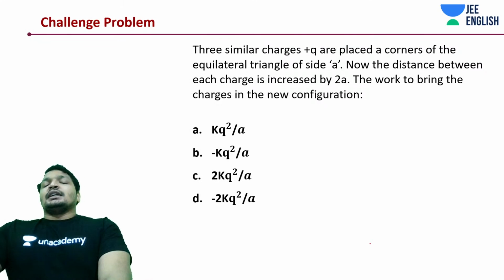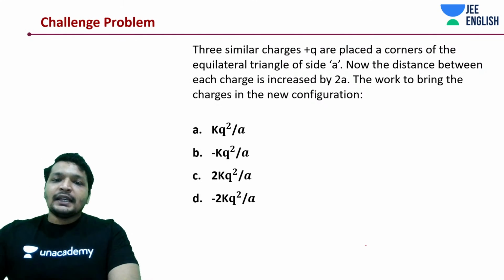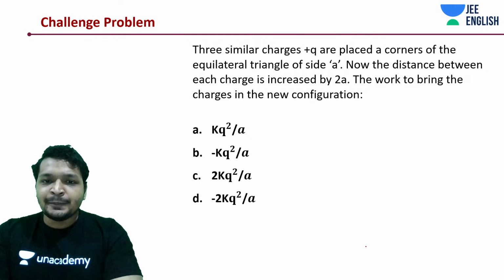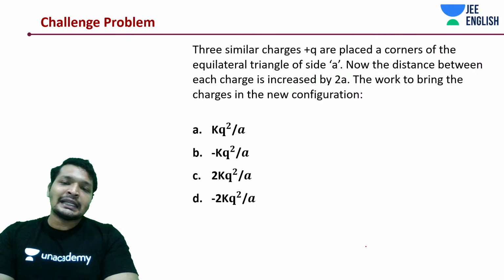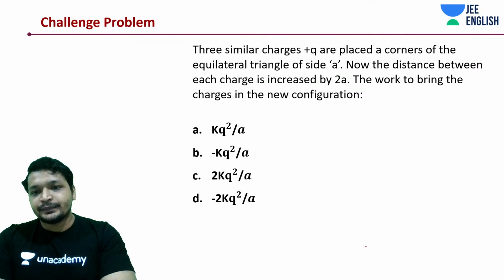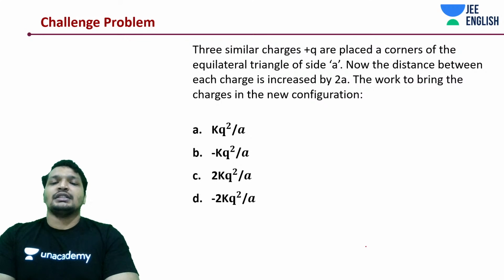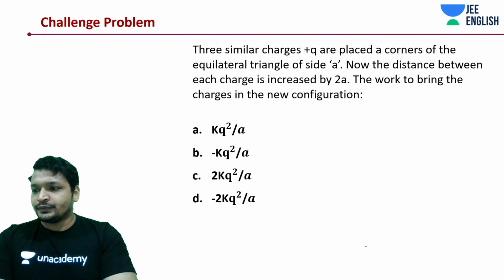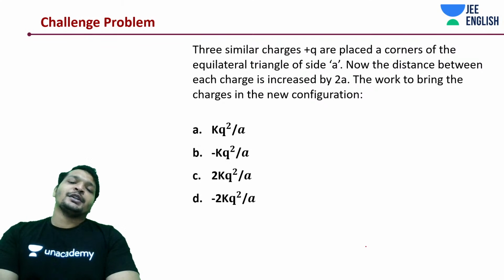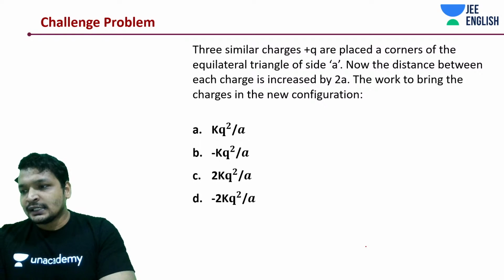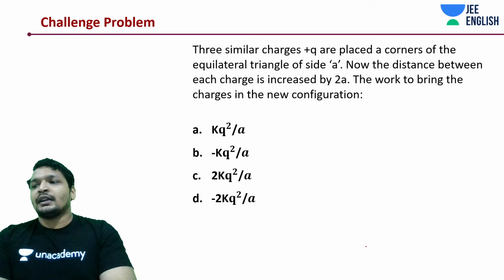Three similar charges plus Q are placed at the corners of an equilateral triangle. Now the distance between each charge is increased by a further 2a. The work done to bring these charges into the new configuration is how much? Get started on this question, students. A simple one. Try to think about it.